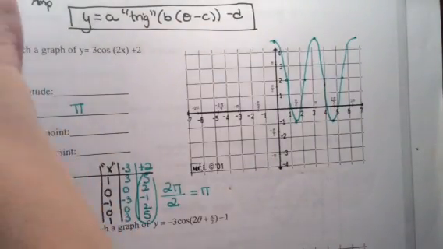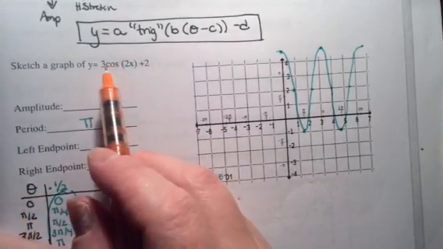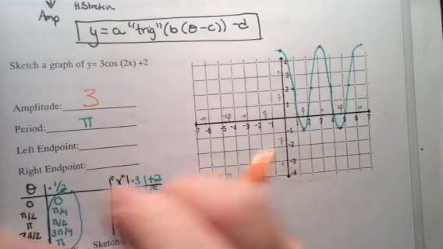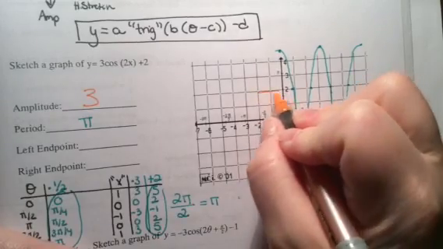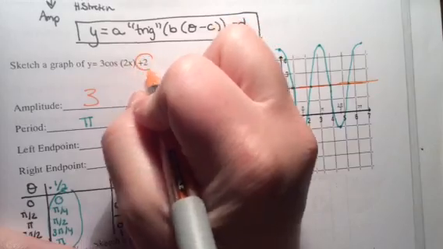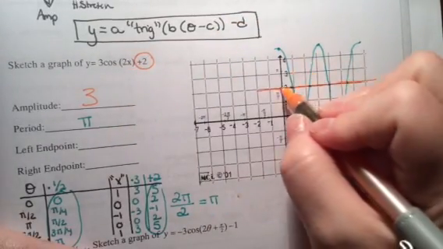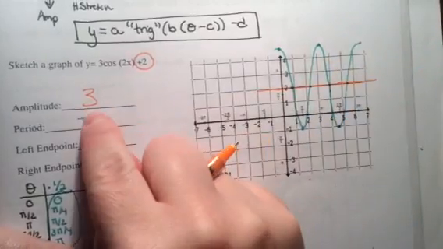Okay, so there's my graph. Let's just talk about a couple things real quick. My amplitude is the number that's out front, which is 3. It's how high and low I go from my middle point. In this graph, my middle point is 2. It's always this thing right here. From 2, I go up 3 and down 3. Up 3 and down 3. That's my amplitude.